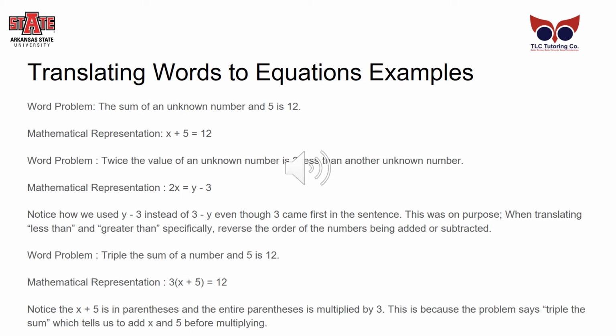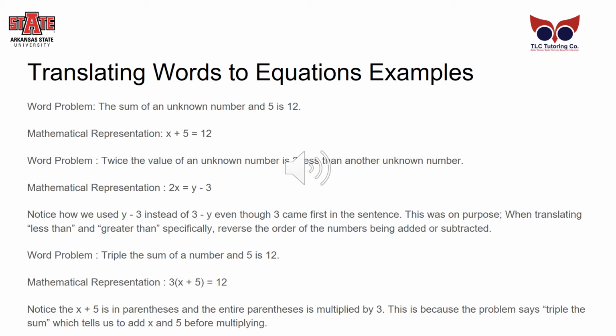Notice how we used y minus 3 instead of 3 minus y, even though 3 came first in the sentence. This was on purpose. When translating less than and greater than specifically, reverse the order of the numbers being added or subtracted.